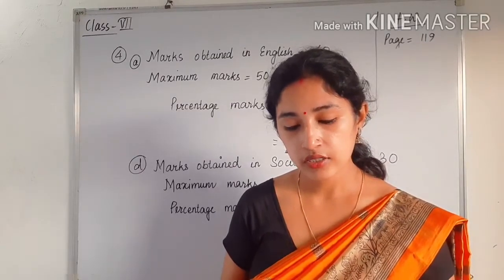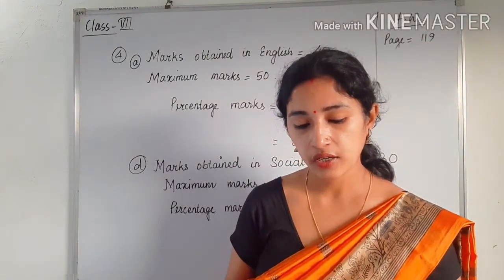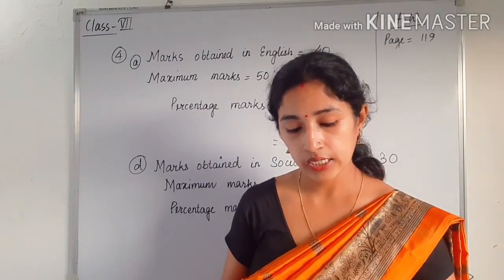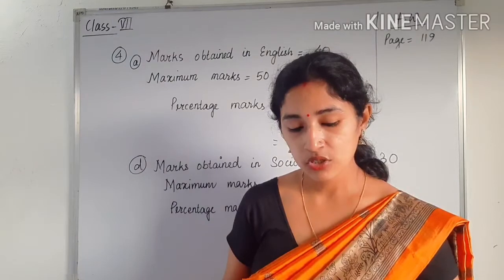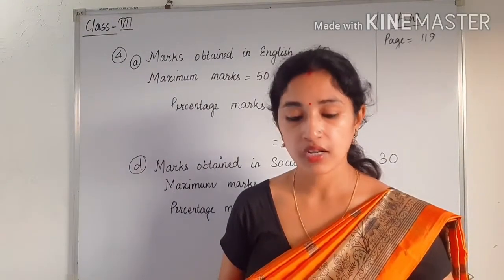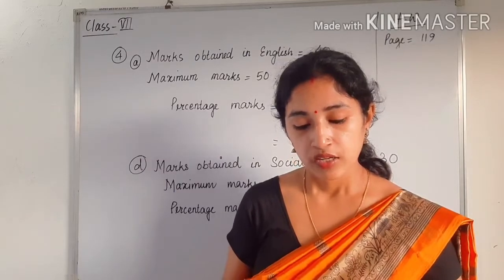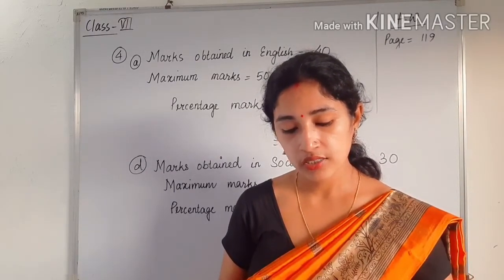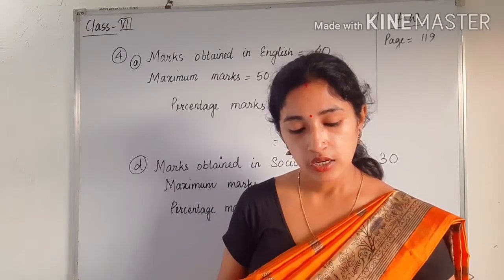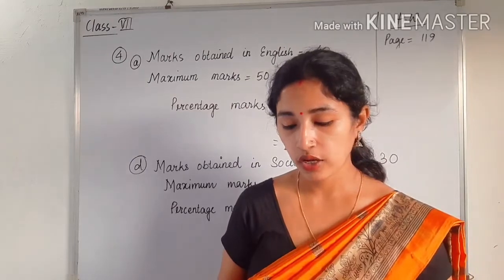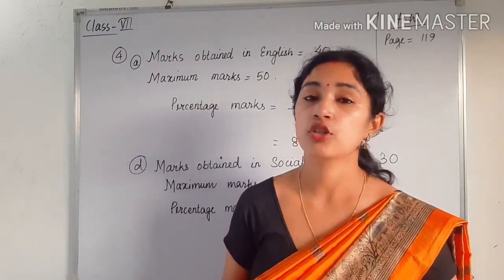See, in English he got 40 out of 50. Similarly in Hindi he got 18 out of 20. That means total marks in each case are different. In maths he got 19 out of 25. In social studies he got 30 out of 40. In science he got 20 out of 25. So here we have to express these marks as percentage.